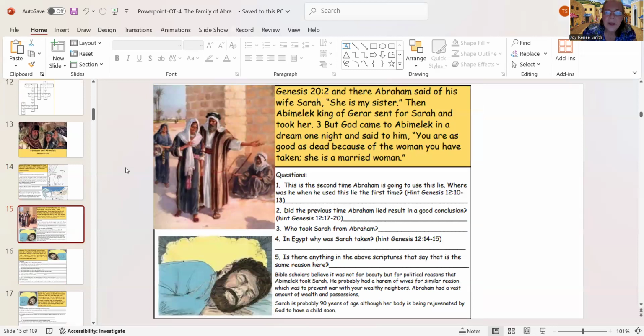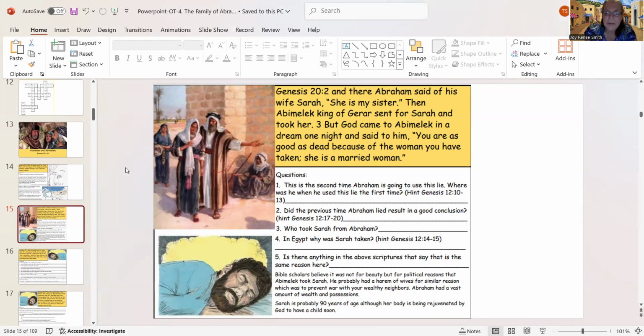The scripture continues, and there Abraham said of his wife Sarah, "This is my sister." Then Abimelek, king of Gerar, sent for Sarah and took her. But God came to Abimelek in a dream one night and said to him, "You are as good as dead because of the woman you have taken. She's a married woman." So this was actually not an abnormal thing of the day. It was more for political reasons. If you take the sisters, then opposing kingdoms would be less likely to attack each other. This existed up through all the kings and queens of our day, even.